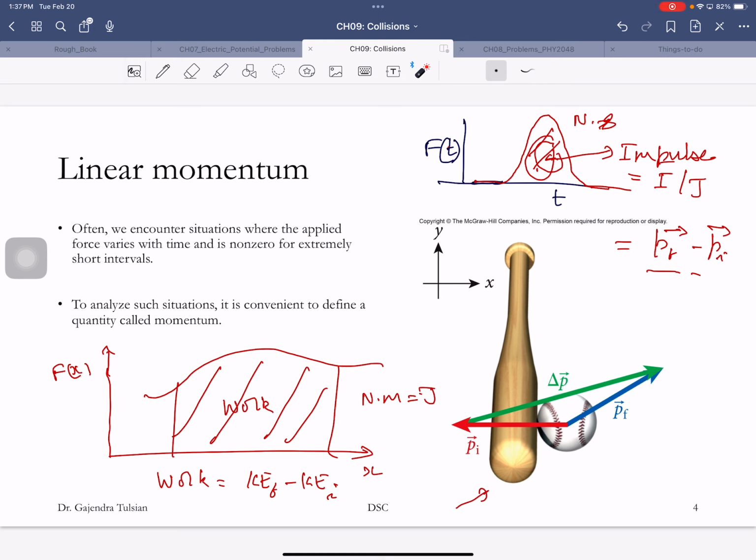Okay, as the situation arises. Often we encounter situations where the applied force varies with time and is non-zero for extremely short intervals of time. For instance, this baseball bat is in contact with the ball for probably about 50 to 100 milliseconds. Same for golf. For a soccer ball, it's a longer collision because the soccer ball is softer.